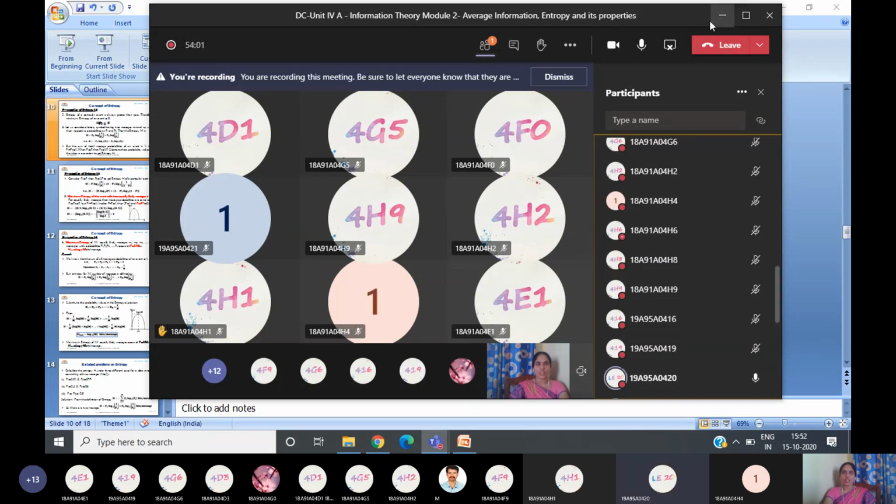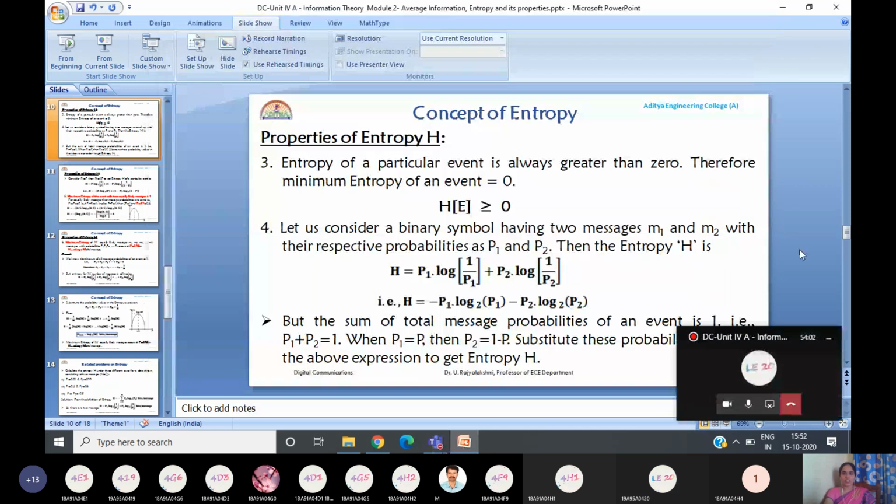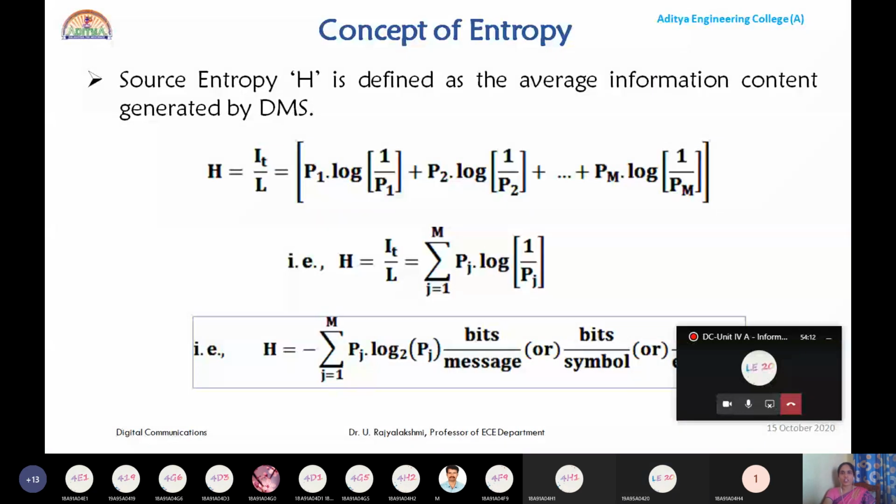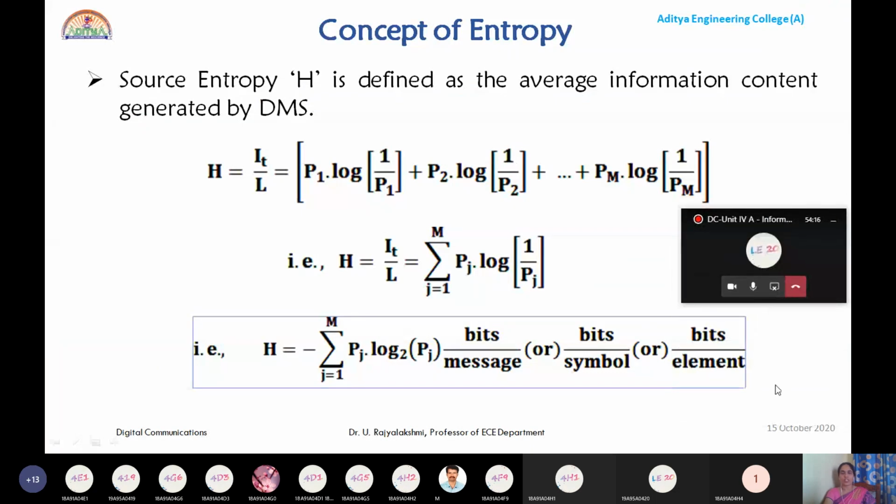Ma'am. Okay, so can you please define entropy, its equation and the 5 properties studied? I will show you the PPT, accordingly you tell me. Define entropy, its equation and its 5 properties you studied today. Please tell me. The average information content generated by a discrete memoryless source, ma'am.